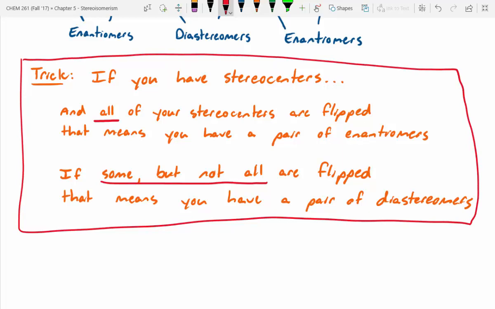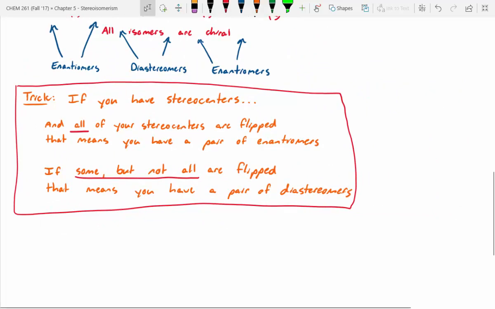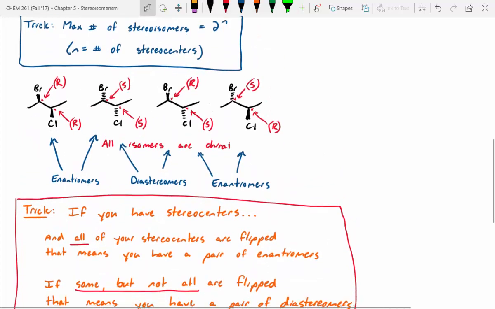and visualizing mirror images. Just go through assigned stereochemistry. If all your stereocenters are flipped, you know you've got a pair of enantiomers. If some are flipped, but not all of them, you've got diastereomers. Make sense? Let's try one more challenge one.